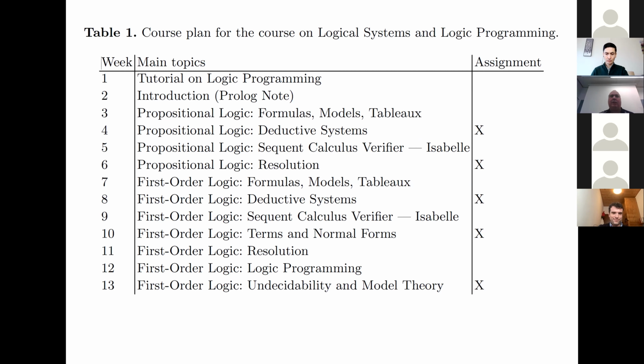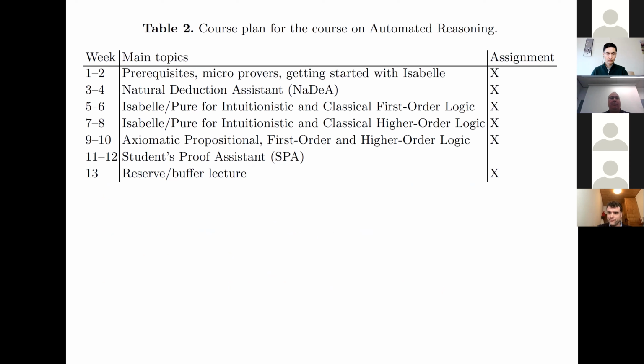And this is structured along the book by Mordechai Ben-Ari that I mentioned. For the automated reasoning, it's grouped here in two weeks' worth of topics. We start out with something we call micro provers, and then we have the natural deduction system and our systems in Prolog, and then some axiomatic systems, the student proof system I mentioned also.